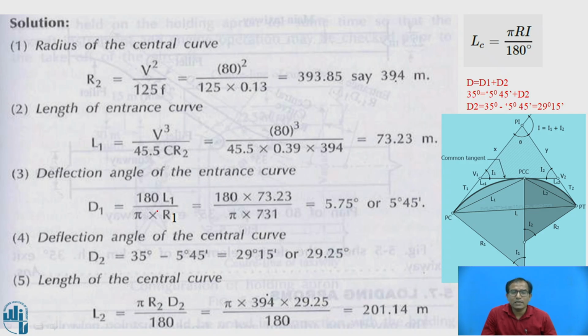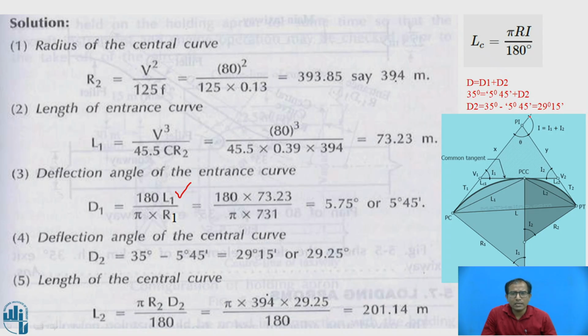Now the deflection angle is given by 180 into L1 by pi into R1. We know from the geometry of the curve that the length of the curve is given by pi into R into I divided by 180. With the same equation we find the deflection angle, I here and D1 in this case: 180 into length of the curve divided by pi into R1. Putting in the length and R value, we have got the deflection angle D1 for the entrance curve as 5 degree 45 minutes. So how do we calculate D2?